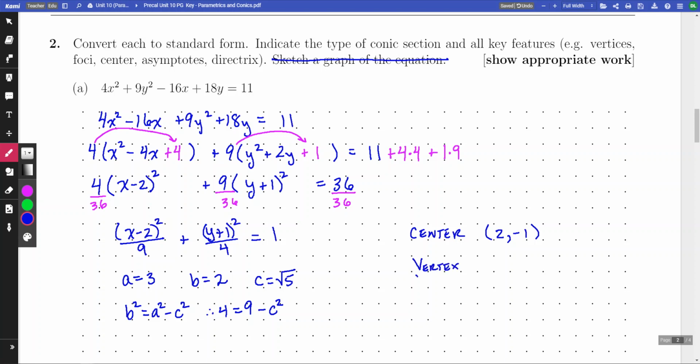from my center to my major axis vertices are, in this case, going to be a line from the x. So I'm going to go 3 units to the left of 2, and I'll have the point (-1, -1). And I'm going to go 3 units to the right of 2. So that's going to be (5, -1). And this would be along my major axis.